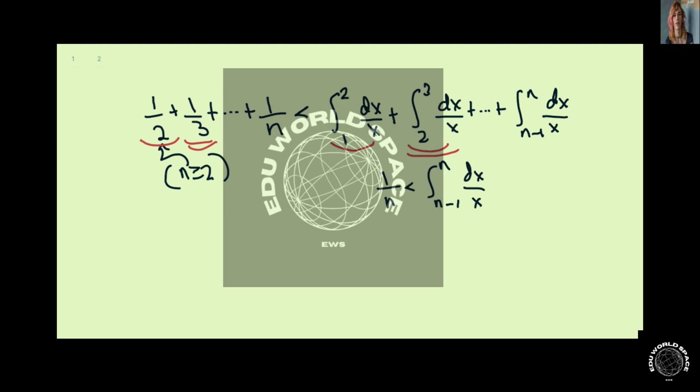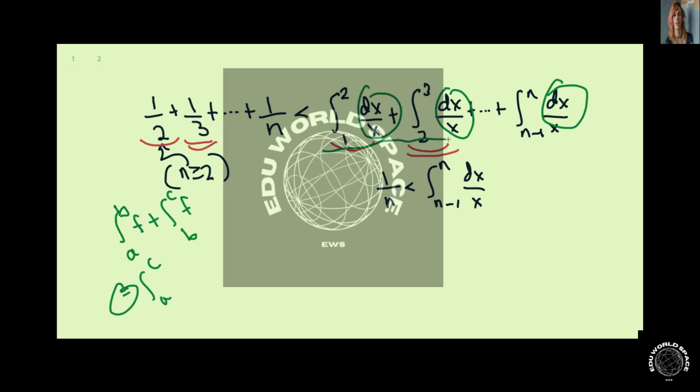However, if you look at the right-hand side, you'll notice these all have the same integrand. We can use a property of integrals: if you add the integral from a to b and then from b to c, that's the integral from a to c. If we use this property multiple times on the right-hand side, we can rewrite it as the integral from 1 to n of dx over x, which becomes natural log of n.